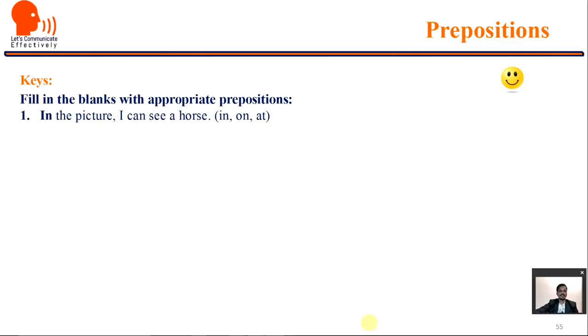For the first, it is in the picture, I can see a horse, not on the picture. Are you listening to me, not for me? Listening for me may be correct if you have assigned someone to listen on your behalf and make the notes in a particular lecture. So are you listening for me? Very good. Listen and make the notes. But here, are you listening to me in general?